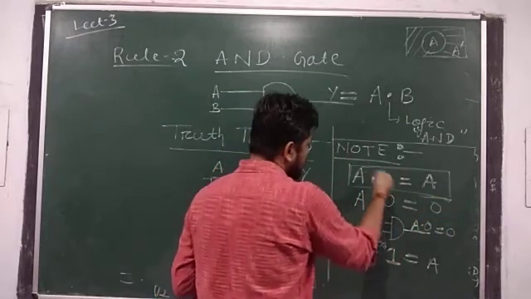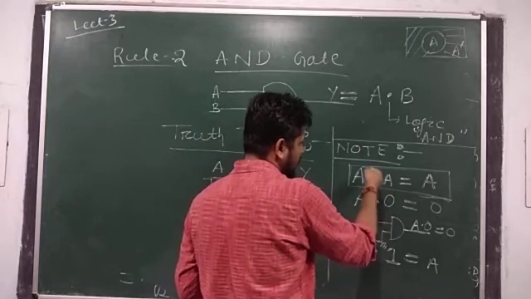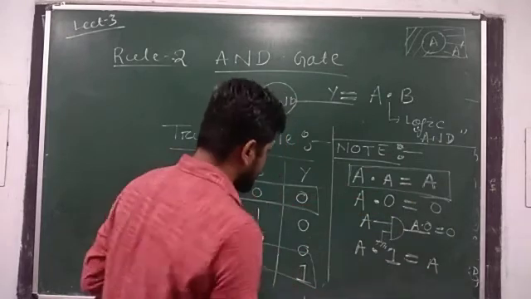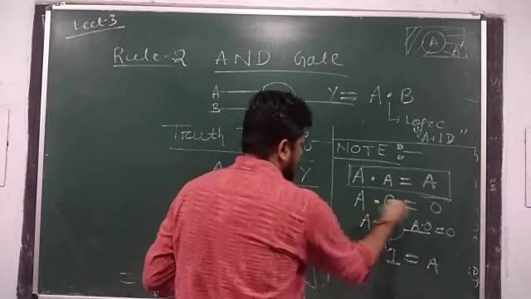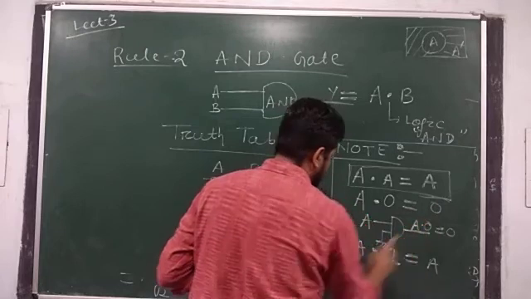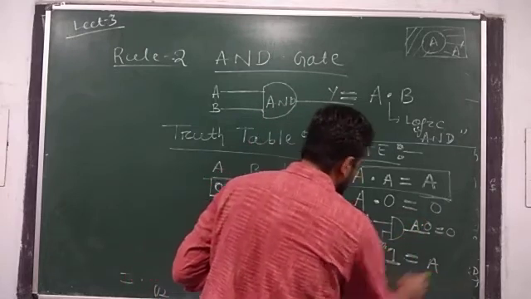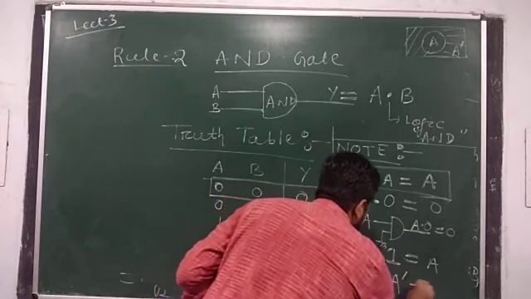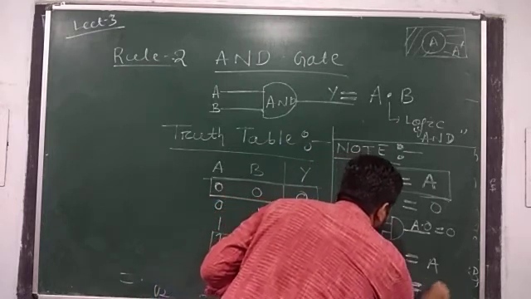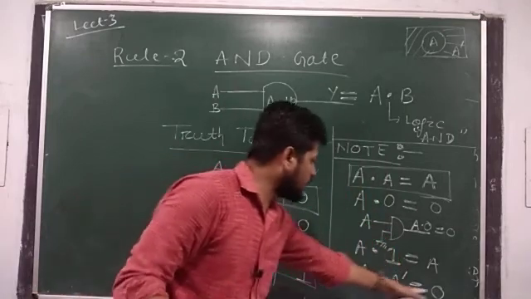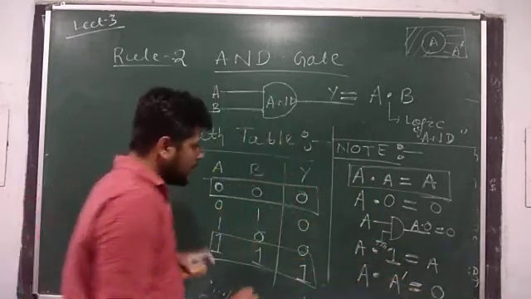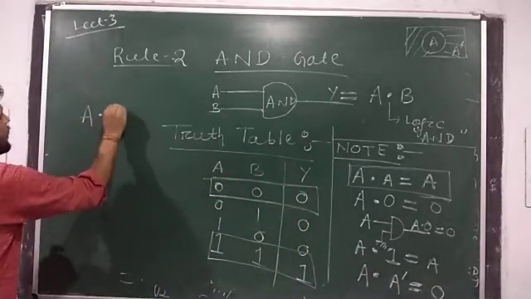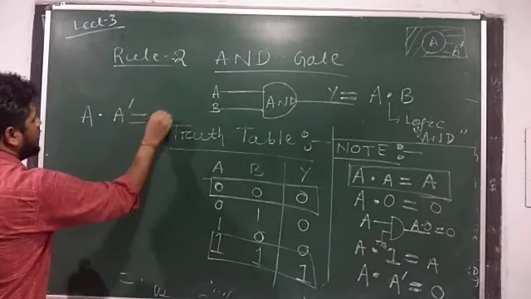That is, if both the inputs applied to the AND gate are the same, that is A and A, it is always going to produce you output A. Then A and 0 is always equal to 0, A and 1 is equal to A, and A with A complement always gives you 0. This is also very important. Now I am proving this: A and another input A complement always gives you 0.